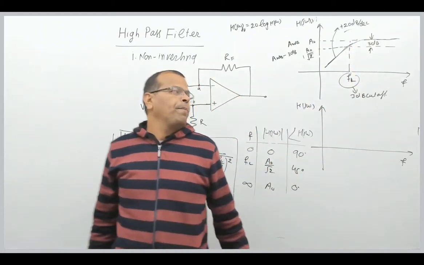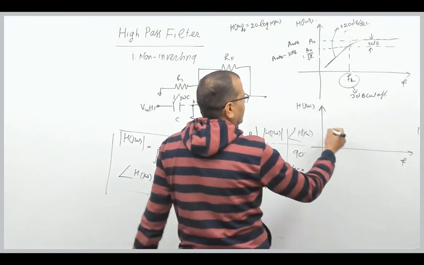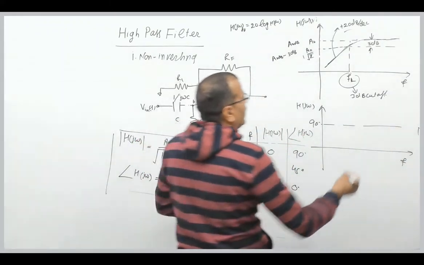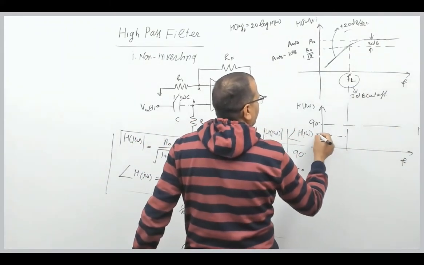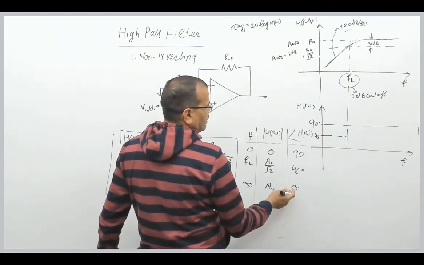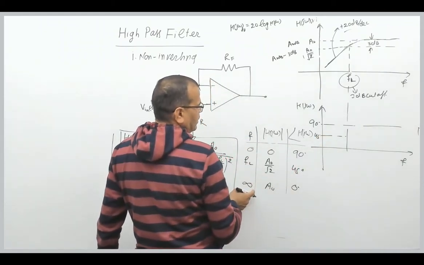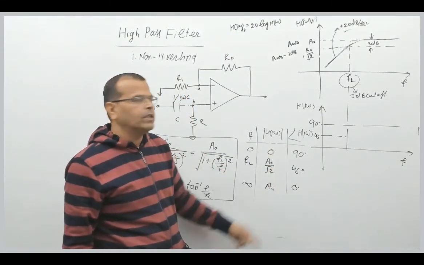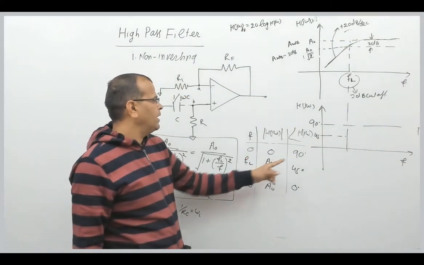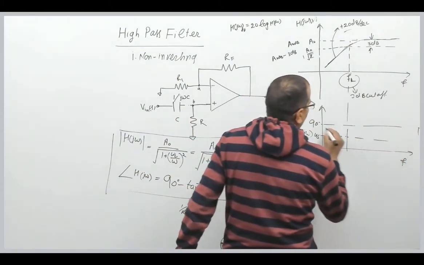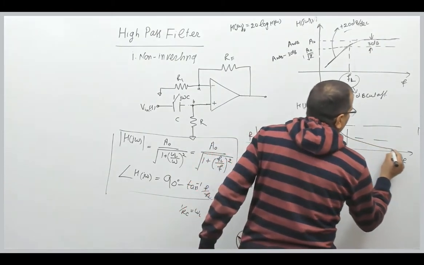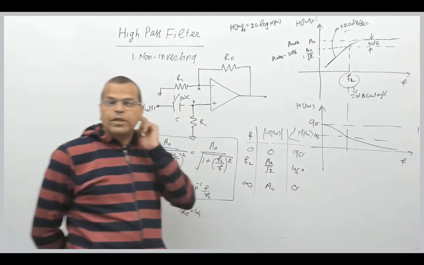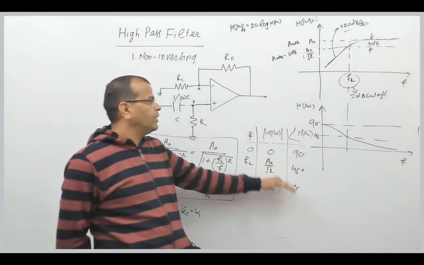That's simple, right? And if you see the variation in phase angle, it is 90 degrees at low frequencies, 45 degrees at the cutoff frequency, and at infinite frequencies it is 0. I repeat, phase angle is reducing with increase in frequency. So at omega equal to 0 it is 90 degrees, and it reduces with increase in frequency. So phase angle of the first order high pass filter reduces with increase in frequency.